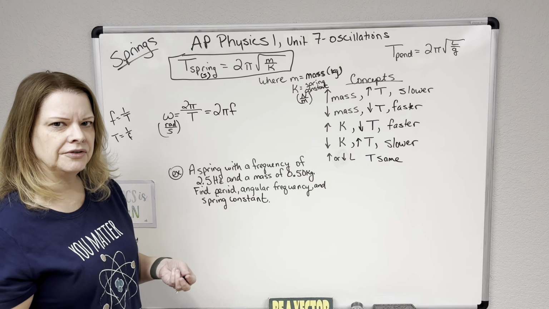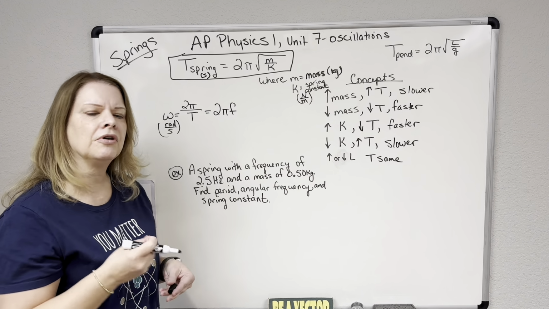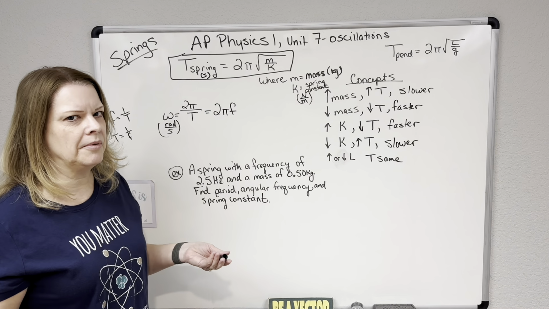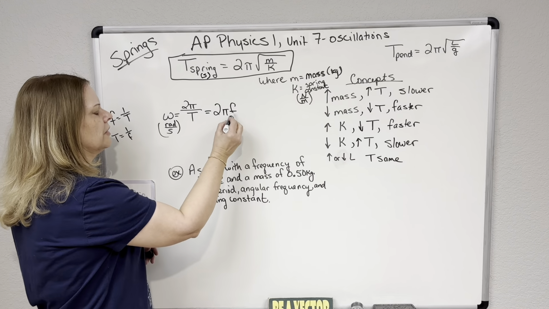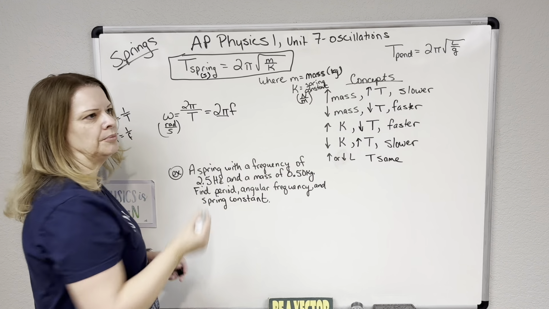They're just different units. A similar thing to think about is if you're trying to convert feet into meters. There's a number you have to multiply to do that. Well, in order to convert frequency into angular frequency, you multiply by 2 pi.